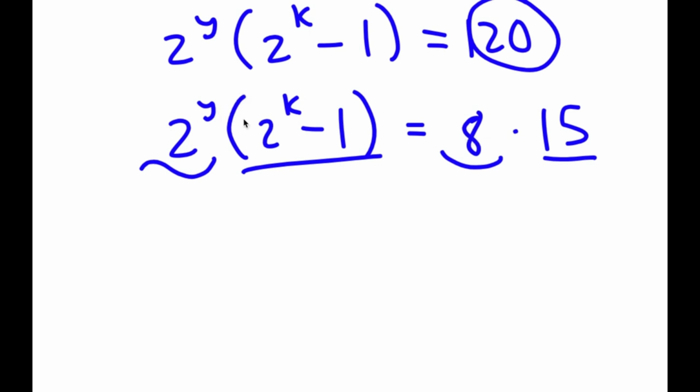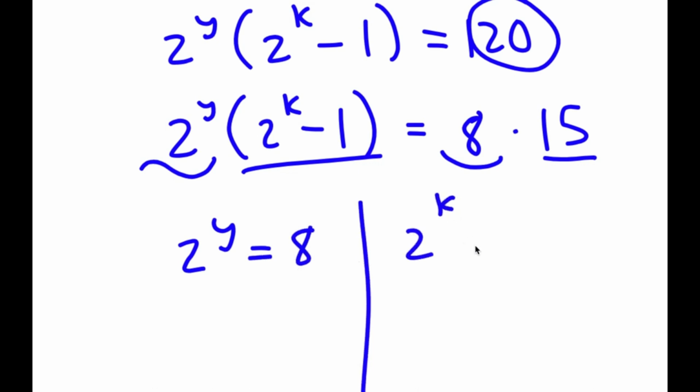2 to the power of any number is an even number. And 2 to the power of k minus 1, well, 2 to the power of k is an even number, and an even number minus 1 is going to be an odd number. So notice how this is in the form a number times a number is equal to a number times a number, meaning this number is going to equal this number, and this number is equal to this number. So now I have 2 to the power of y is equal to 8, and 2 to the power of k minus 1 is equal to 15.